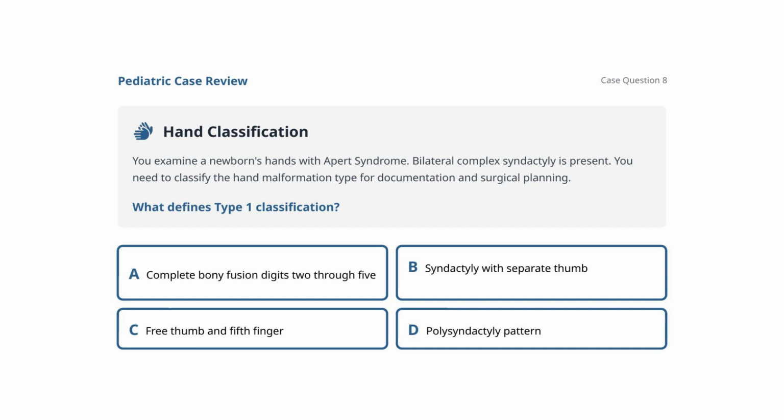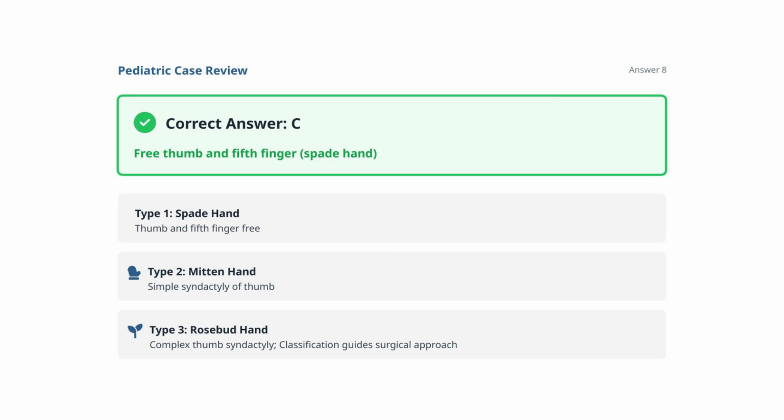You examine a newborn's hands with Apert syndrome. Bilateral complex syndactyly is present. You need to classify the hand malformation type for documentation and surgical planning. What defines type 1 Upton classification in Apert syndrome? Option A, complete bony fusion digits 2 through 5. Option B, syndactyly with separate thumb. Option C, free thumb and fifth finger. Option D, polysyndactyly pattern. The correct answer is C, free thumb and fifth finger, known as spade hand.